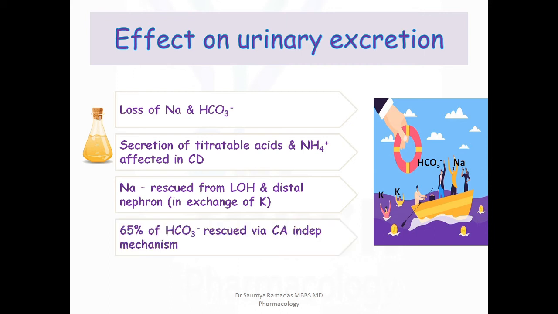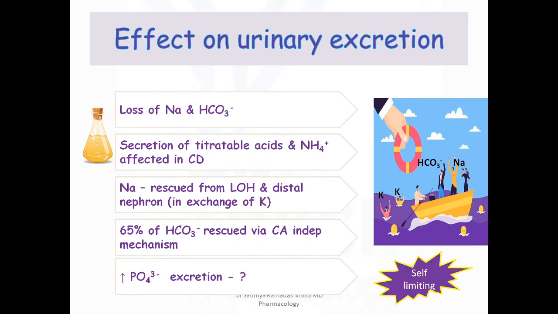65% of the lost bicarbonate is rescued via a carbonic anhydrase independent mechanism. There is also an increased loss of phosphate via an unknown mechanism. The action of carbonic anhydrase inhibitors is self-limiting because metabolic acidosis would itself reduce bicarbonate excretion.